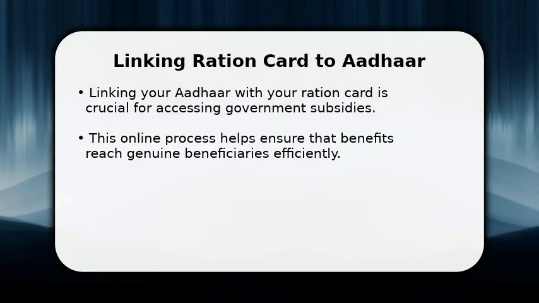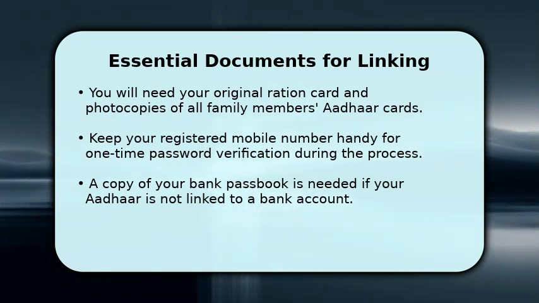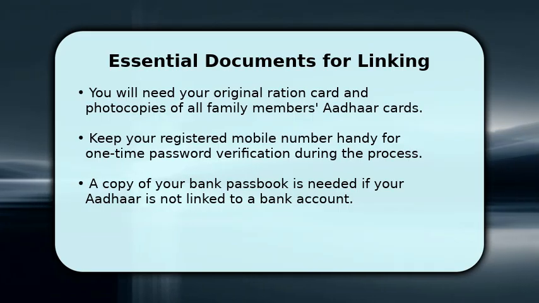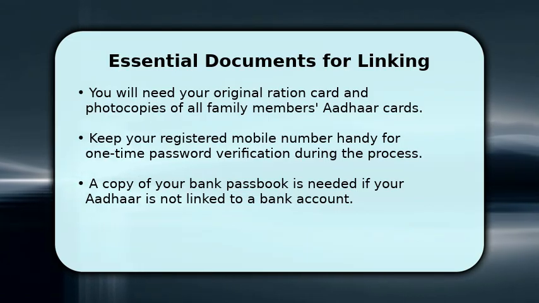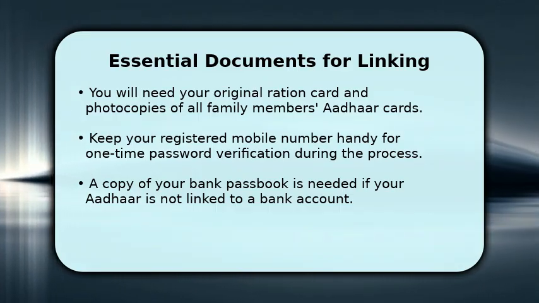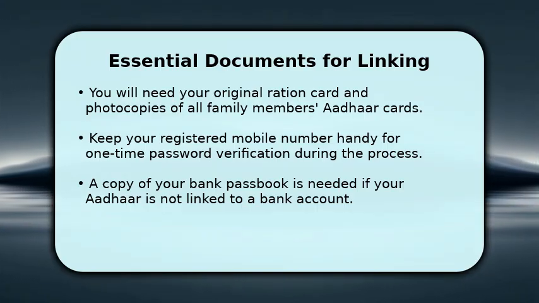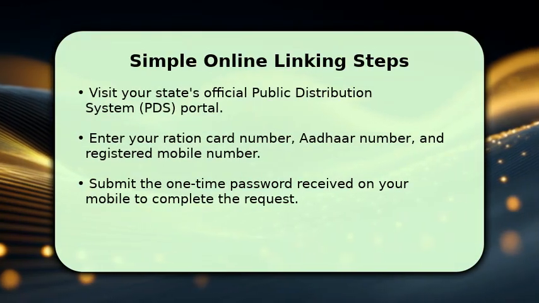Let's get started with what you will need. Before you begin the online linking process, gather a few key documents. You will need your physical ration card and clear photocopies of the Aadhar cards for every family member listed on the ration card. Also, ensure you have access to the mobile phone number registered with your Aadhar, as it will receive a crucial one-time password. If your Aadhar is not yet connected to your bank account, a copy of your bank passbook will also be required.